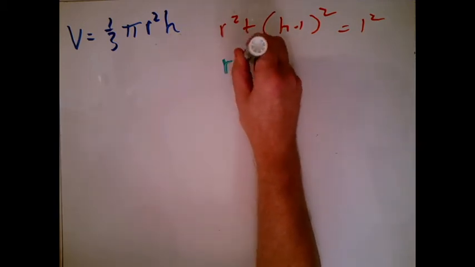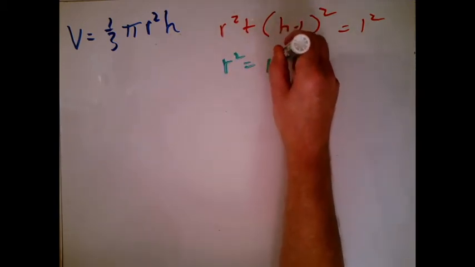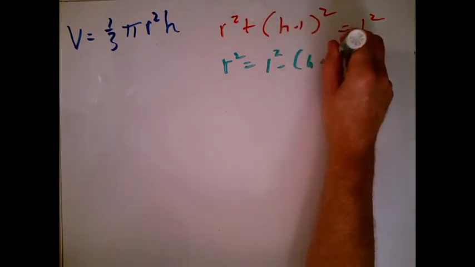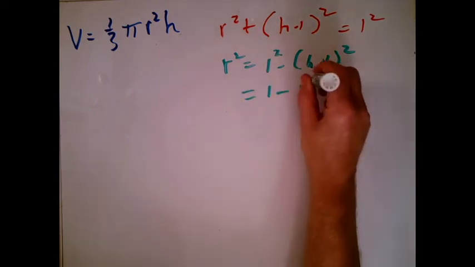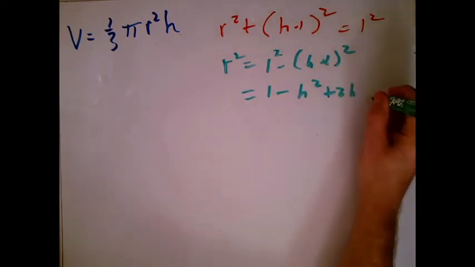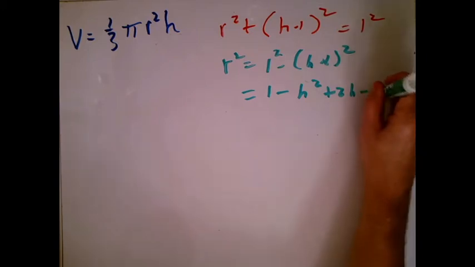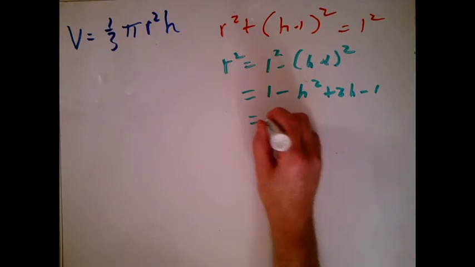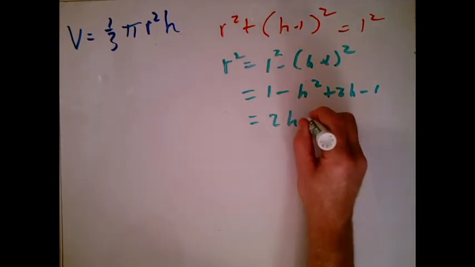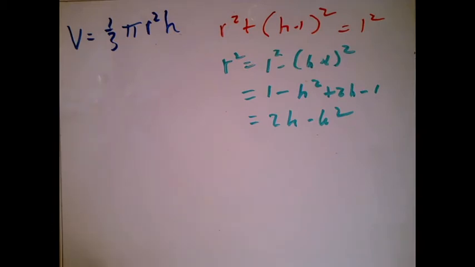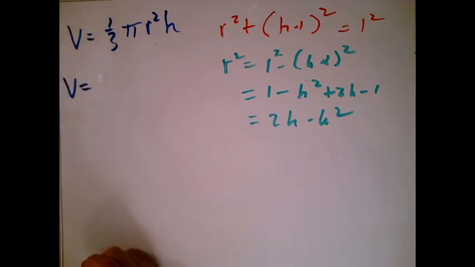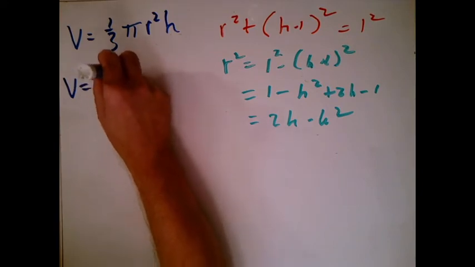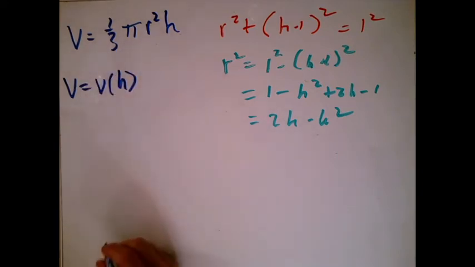So r squared is going to be 1 squared minus h minus 1 squared. That simplifies a little, and I'm going to do it. So this is 1 minus h squared plus 2h minus 1. And so what I'm going to get, r squared is equal to 2h minus h squared, which is pretty darn simple. And what that lets me do up here is rewrite this volume. Now the volume is only going to have h's in it, so this is actually going to be V of h.